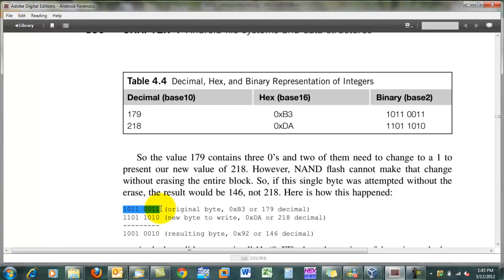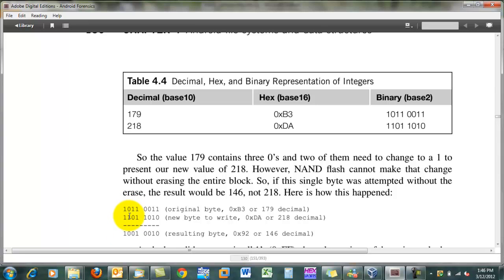So what happens is that 179 plus 39 will give you 218, and you're supposed to write this back into the same byte. But due to the operation, if you still remember, you can write 1 to 0, or change from bit 1 to 0, but you cannot change from bit 0 to 1. So you say this is 179 and you try to write to it to become 218. So 1 changing to 1, no change. This one will be enforced.